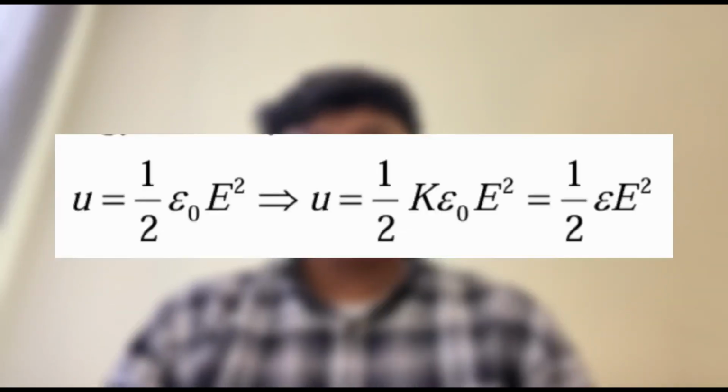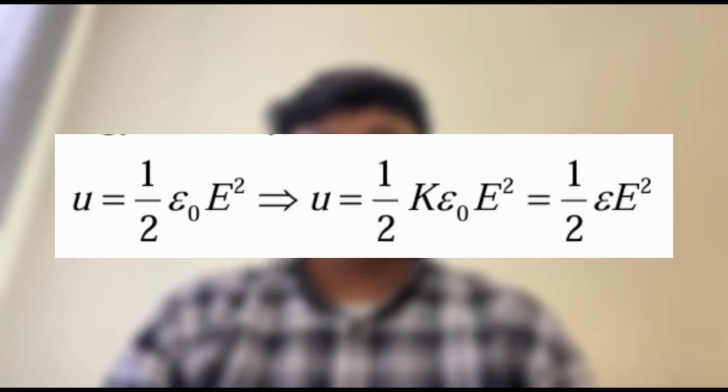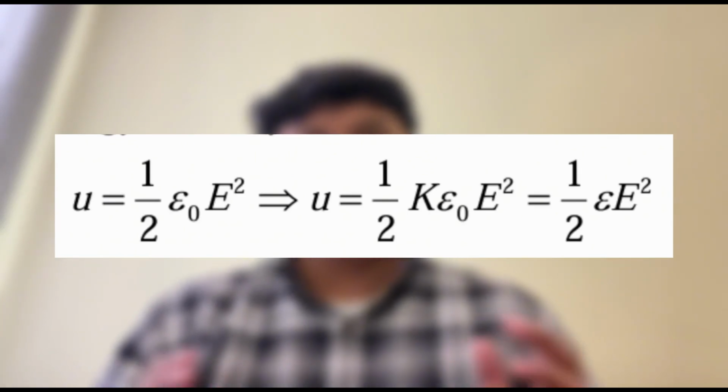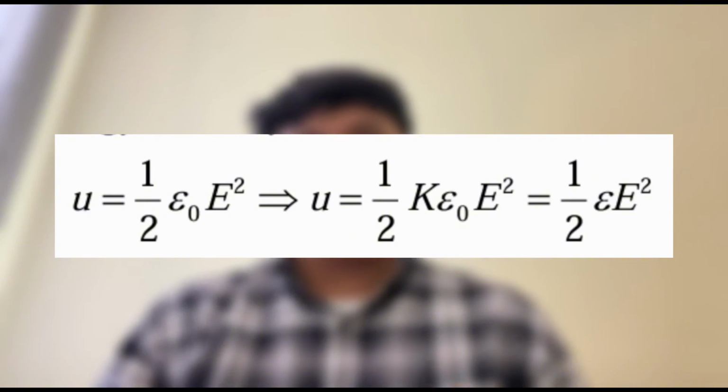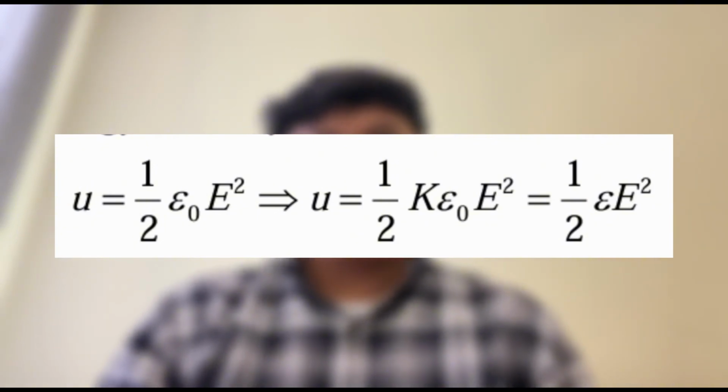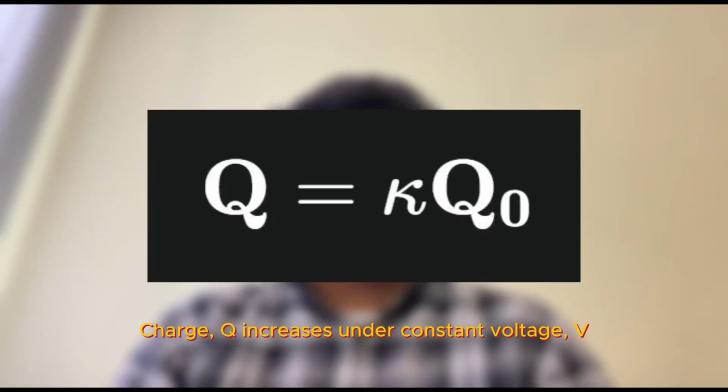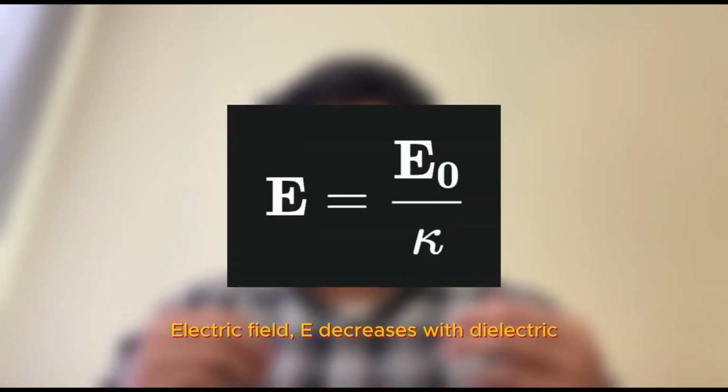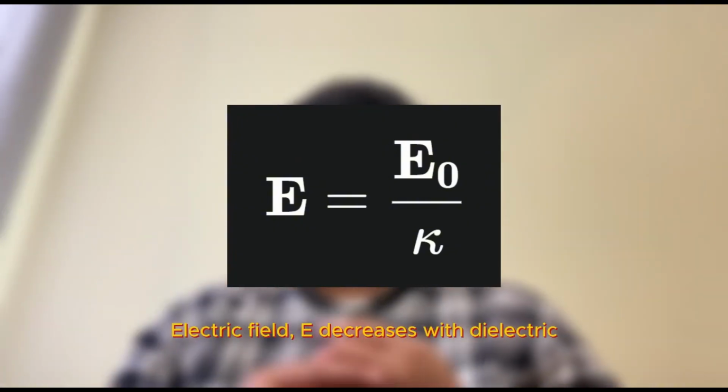Next, the energy density of a capacitor. We can replace the epsilon in the energy density formula with the new permittivity formula, which turns to U equals half of the factor K multiplied with epsilon naught and E squared. We can define the new charge as equal to the factor K multiplied with the charge without dielectric, which we label as Q naught. The new electric field with a dielectric can be defined by dividing the electric field without dielectric, which we label as E naught, by the constant K.